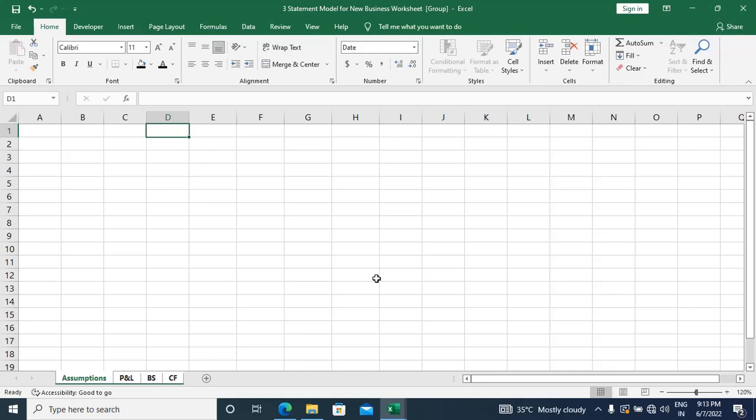Let me now put the expected date. So what is going to be the year ending date for all of us? The business has started on 1st of April 2022. What is going to be the year ending date? It is going to be 31st of March 2023.